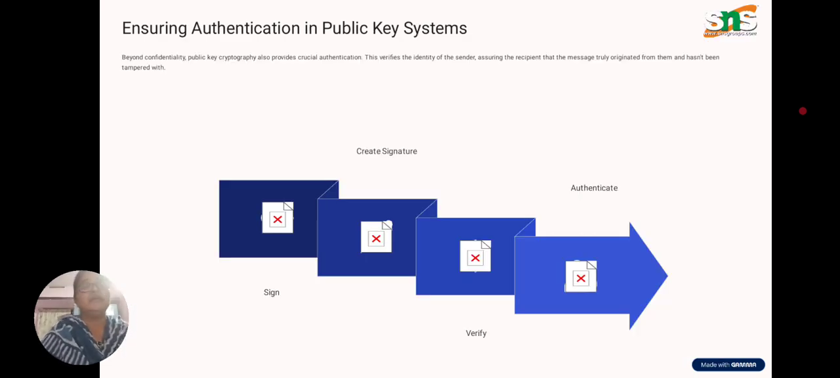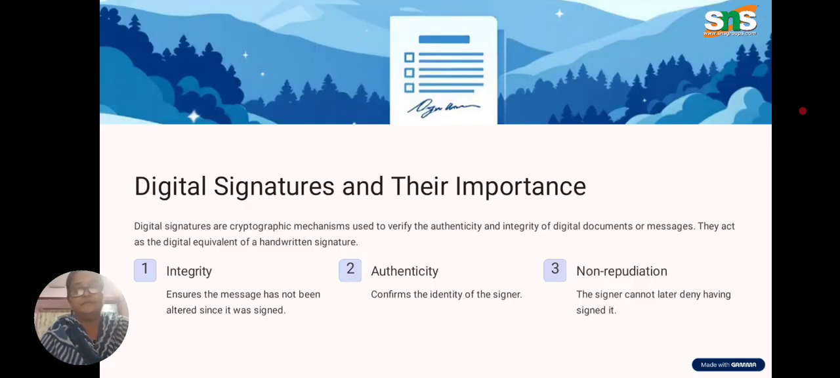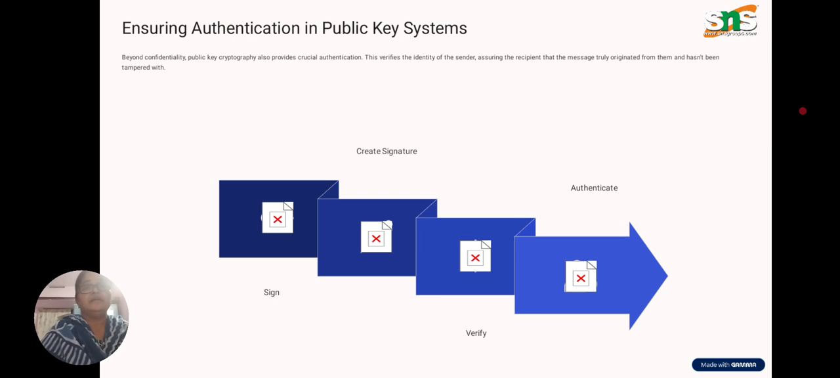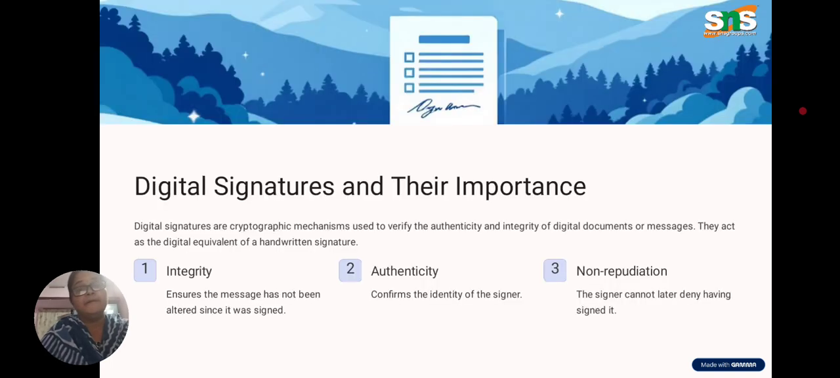Next is authentication. Here we learn that it ensures the message is sent by the correct person and not by an attacker. It helps in building trust in communication. Without authentication, anyone could pretend to be someone else and send a fake message. So in order to identify fake messages, authentication is a very important concept.